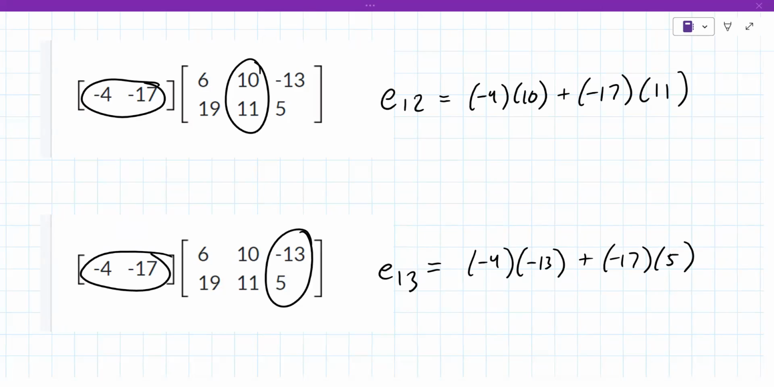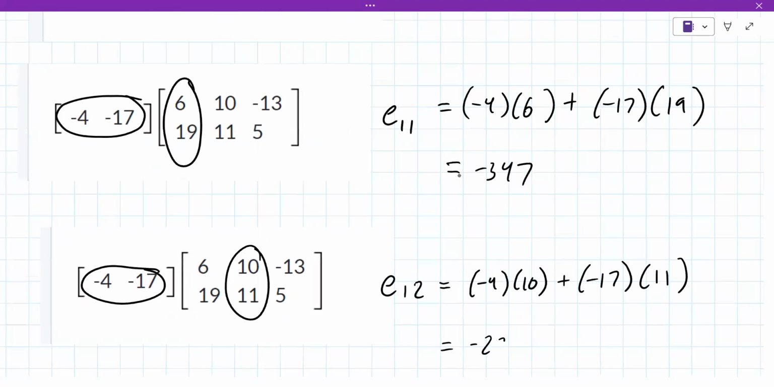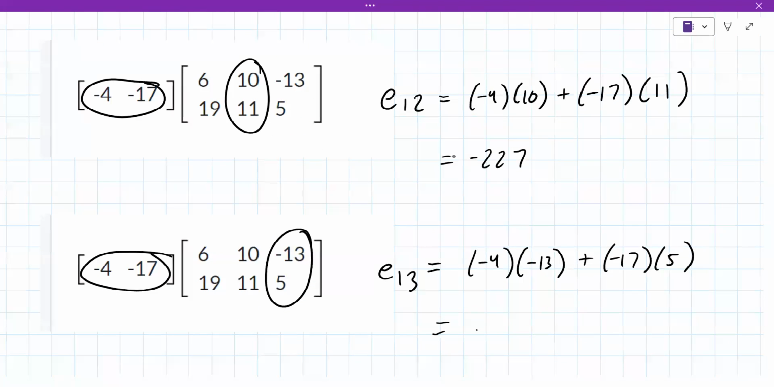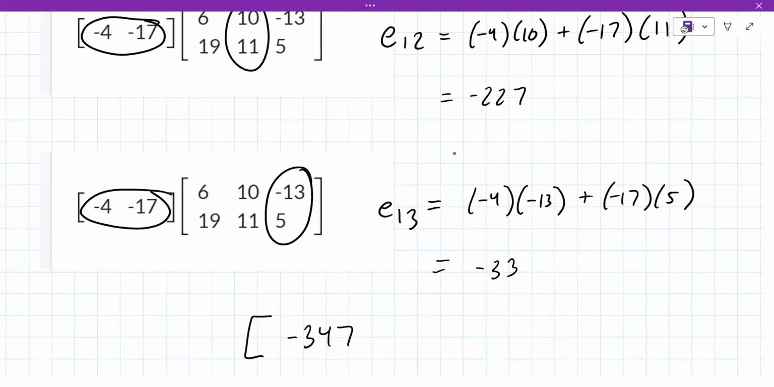All right, so I'm going to go ahead and grab these results. And that's 13, 19, 11, 5. All right. Again, you should probably double check me, but I'll give you some numbers here. This is minus 347, minus 227, and minus 33. So your final answer looks like minus 347, minus 227, minus 33, like that.